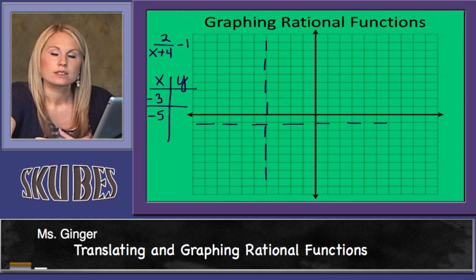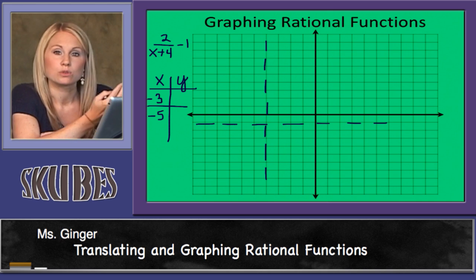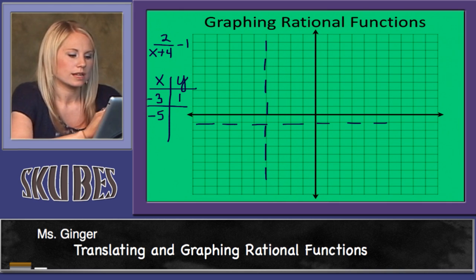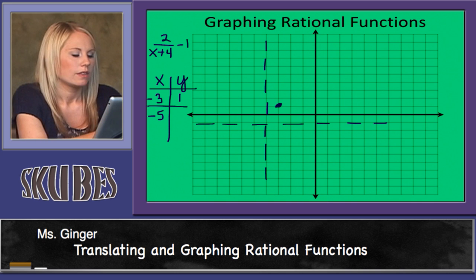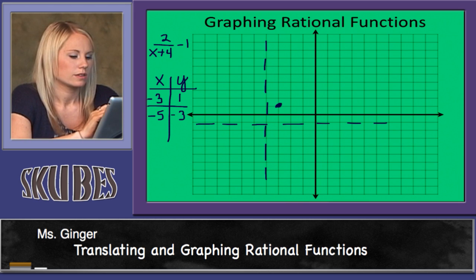It's always a good idea to test at least one on each side of your picture, since the picture is in 2 separate pieces. So if you plug in a -3, you're going to come out with a value of 1. So that's an additional point that our graph's going through. -3, 1, let's plot that. And then if you plug in a -5 for your x, you're going to come out with 3. So -5, -3, let's find that one down here.